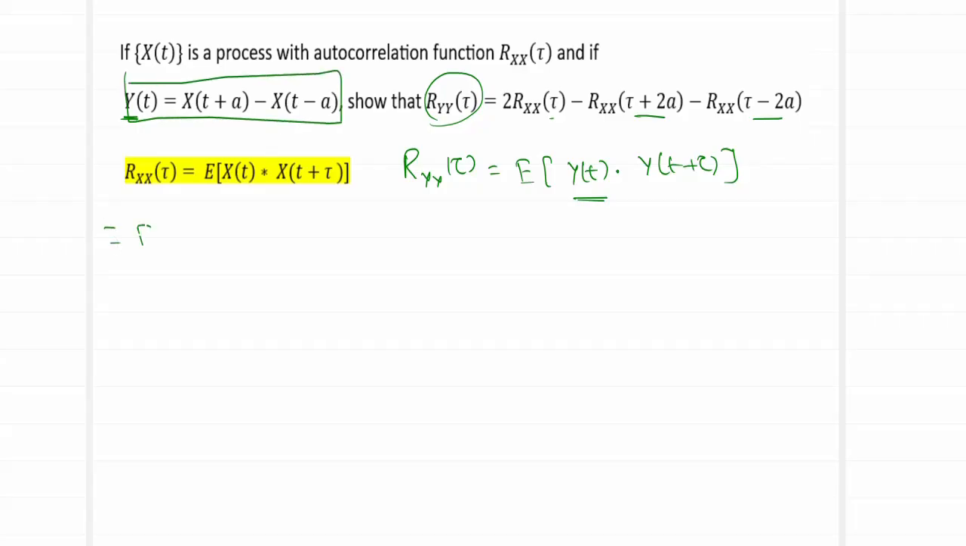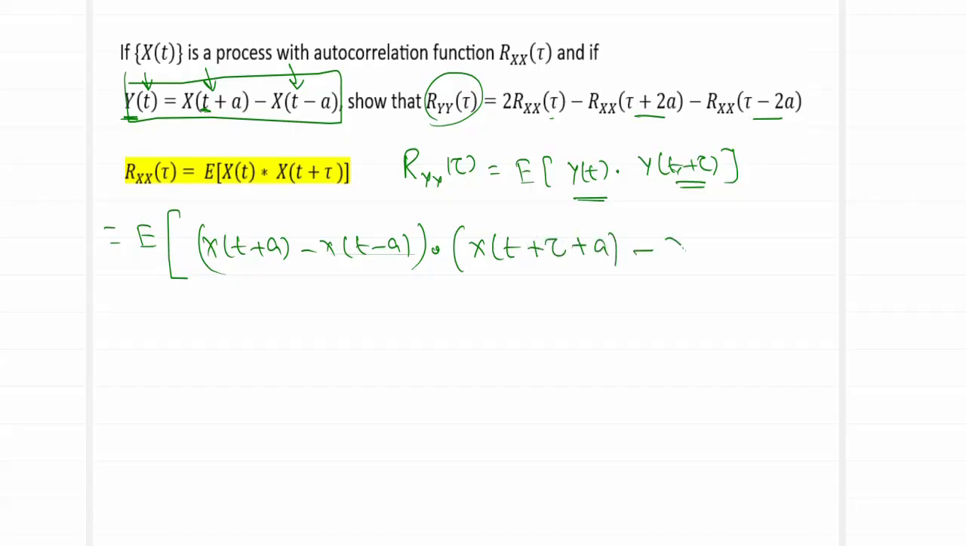So this will be equal to the expected value of x of t plus a minus x of t minus a. This will be my first term. I take the product with y of t plus tau. How to get t plus tau? Wherever we have t as input, the t is replaced as t plus tau. So the second term will be x of t plus tau plus a, minus x of t plus tau minus a. This completes the second term.